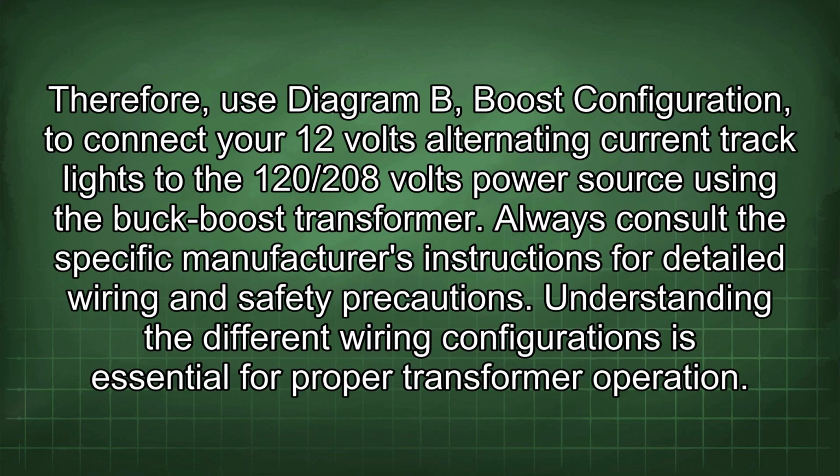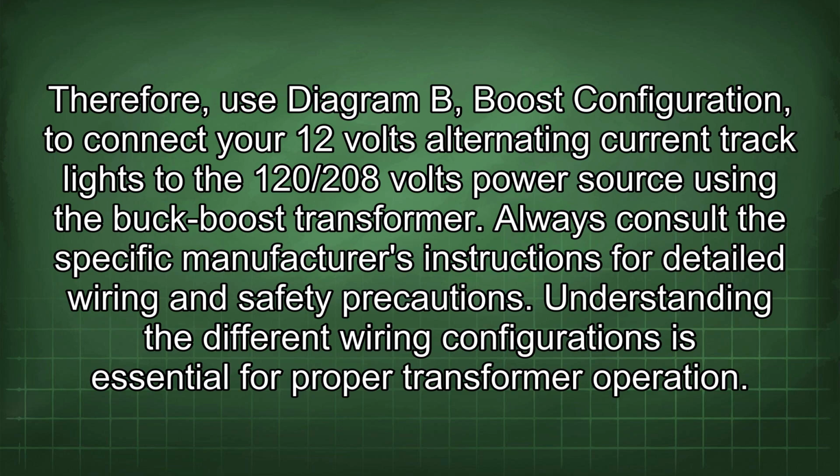Therefore, use diagram B, boost configuration, to connect your 12 volts alternating current track lights to the 120/208 volts power source using the buck-boost transformer. Always consult the specific manufacturer's instructions for detailed wiring and safety precautions.